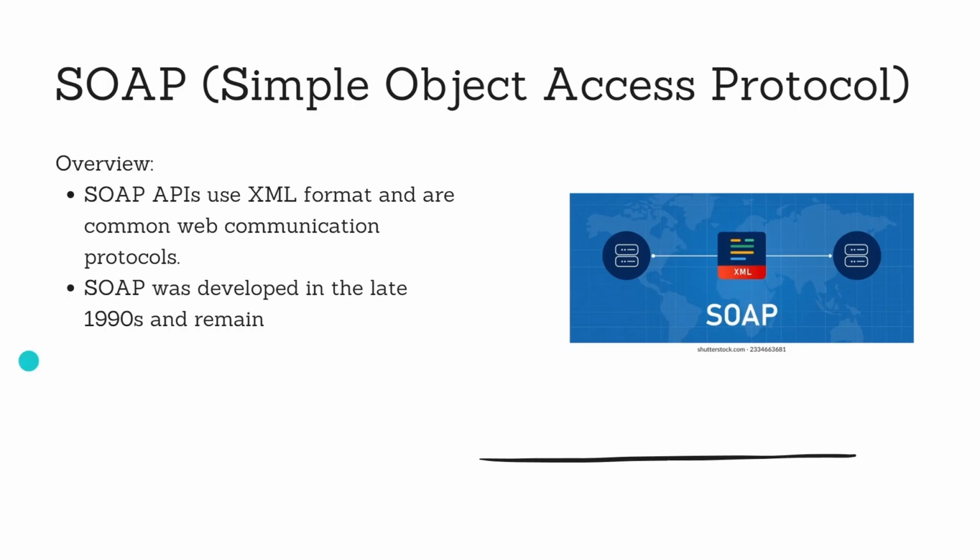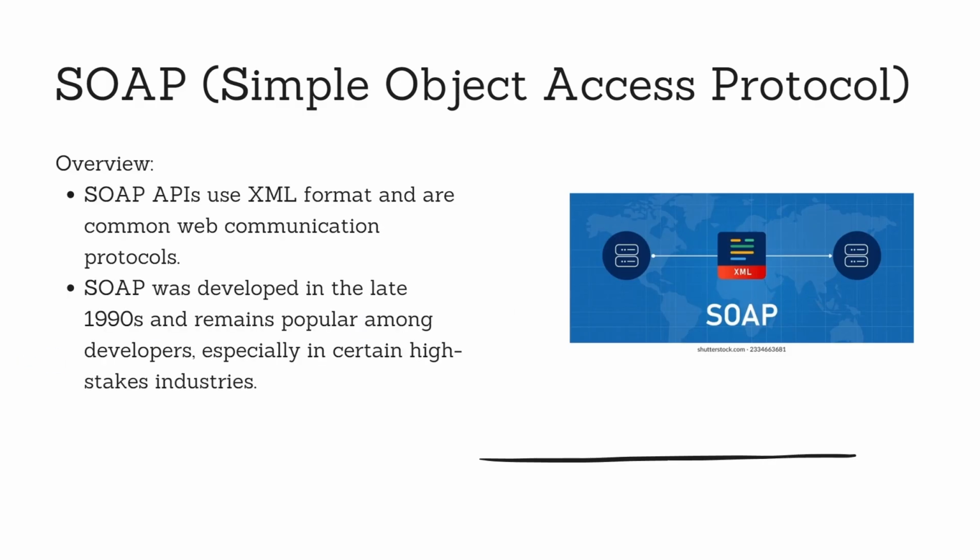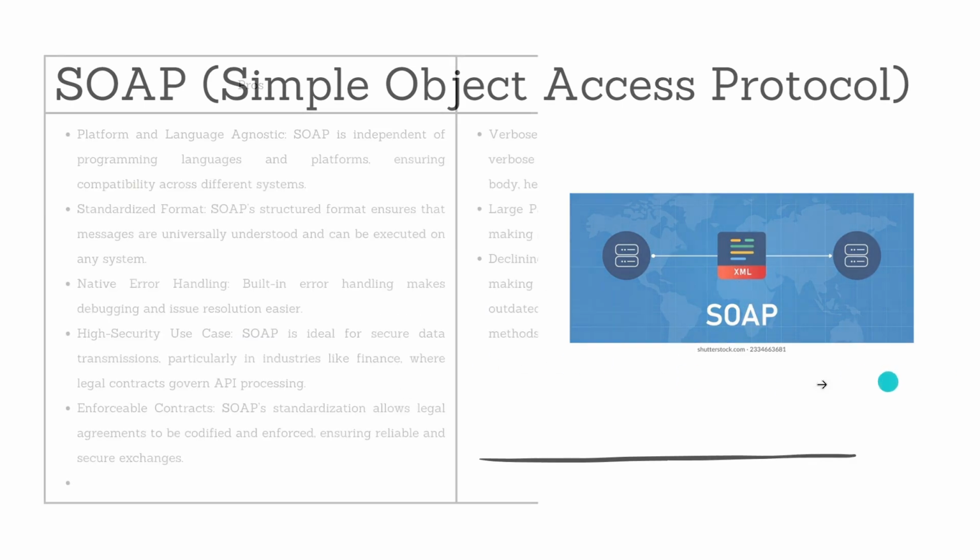Now let's talk about another API type, which is SOAP. SOAP messages are formatted as XML files and SOAP is an extremely common web communication protocol. The acronym stands for Simple Object Access Protocol and it was developed in the late 1990s. Despite its age, SOAP still remains one of the most popular API types used by developers. So let's get to its pros and cons.